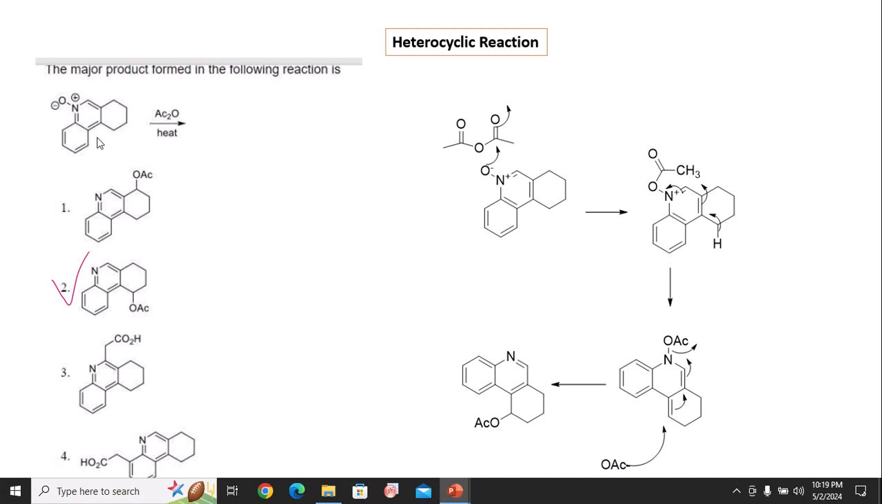Now this is the problem for the heterocyclic reaction, where the acid anhydride can add to the anion to give the acyloxy derivative, which undergoes isomerization and nucleophilic addition to get the desired product. So option 2 is correct.